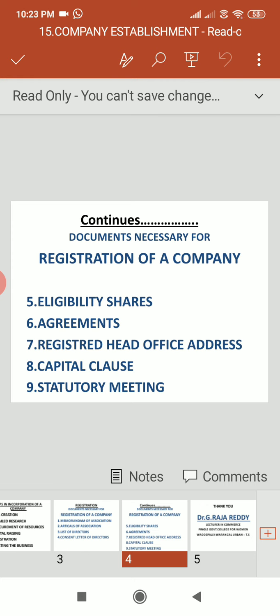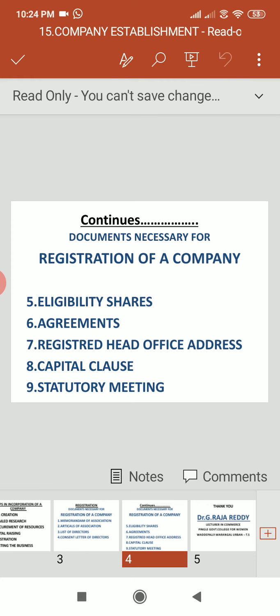Next, agreements. What are the agreements made with the suppliers, sellers, bankers, underwriters? All these agreements are to be produced to the company registrar. Registered office and address: the head office of a company, the registered office of a company. Where is it located? With street number, door number, state, district, taluk, and all the location of the registered head office.